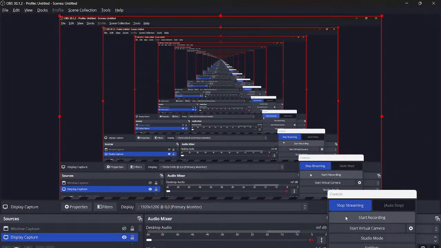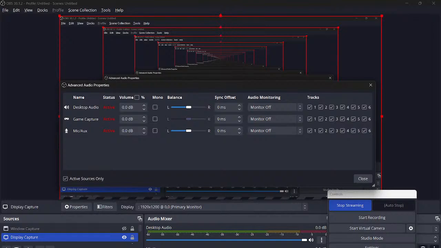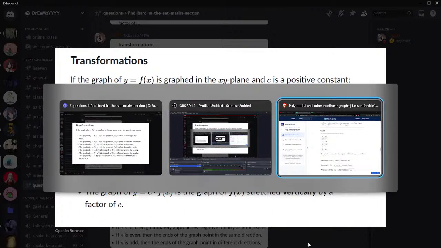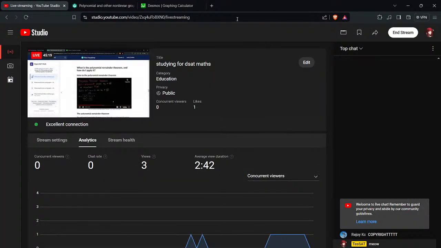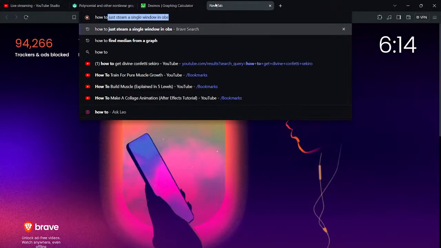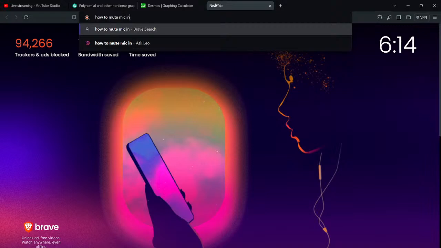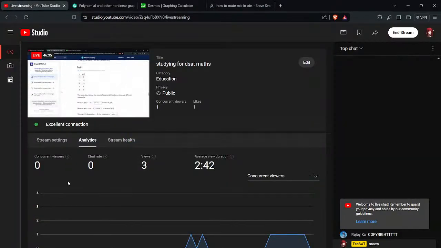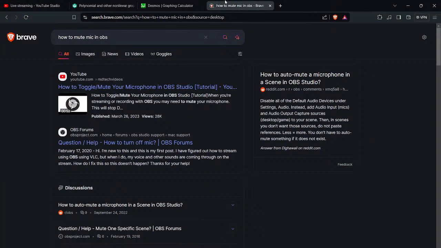I'm back, I'm back. It's a desktop audio. I meant to mute my mic. How do I mute my mic? How to mute mic in OBS. This one.